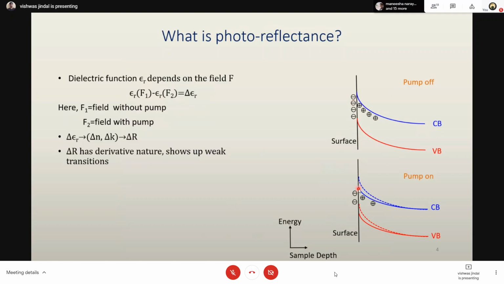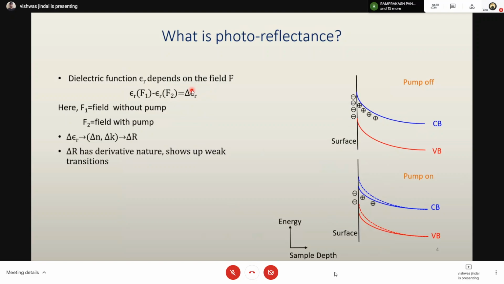Because this bending is reducing, the electric field here will be changed. So now the dielectric constant near the surface, because of this field, will also get changed. So these are the two conditions: pump off and pump on, and because of that, there is a change in the dielectric constant, which I've mentioned as delta ER. Now this delta ER.